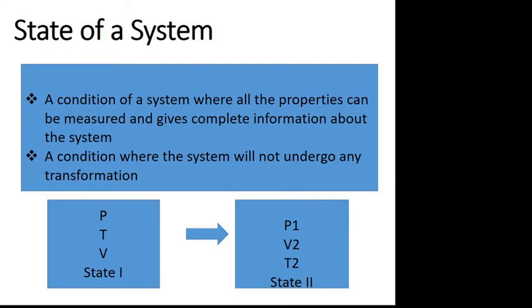If any one of the properties changes, it changes its state. For example, the glass of water you have taken at room temperature, if you increase the temperature, it will be transformed from one state to another state. So what is the state of a system? A condition of a system where all the properties can be measured or all the properties are fixed is what is known as the state of a system.